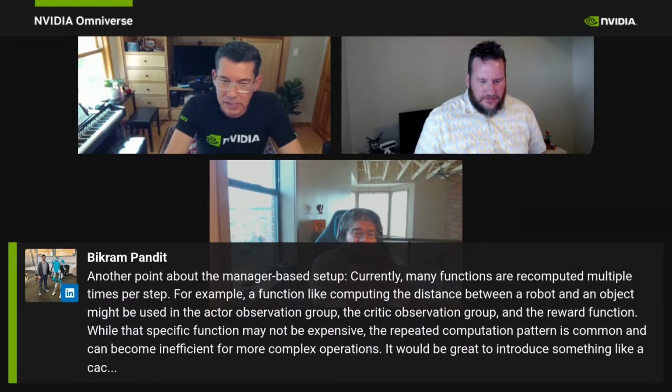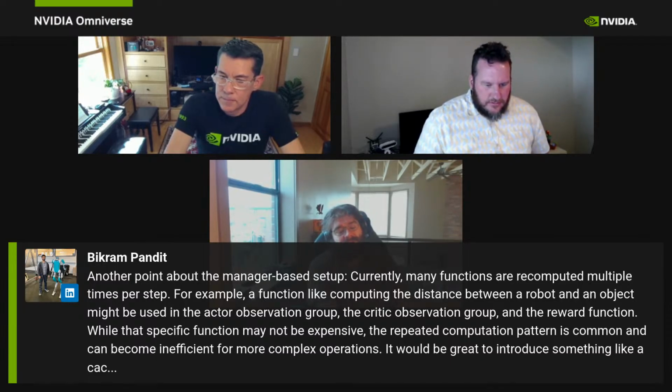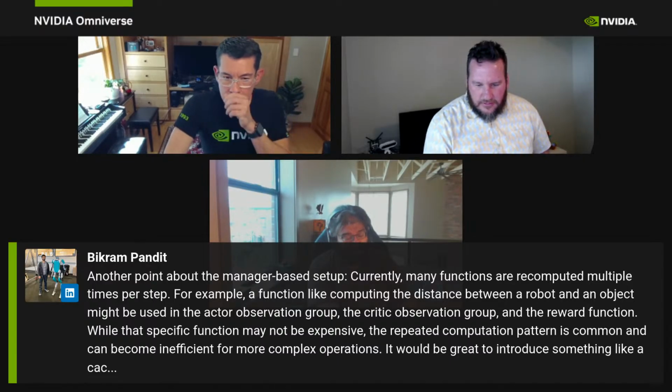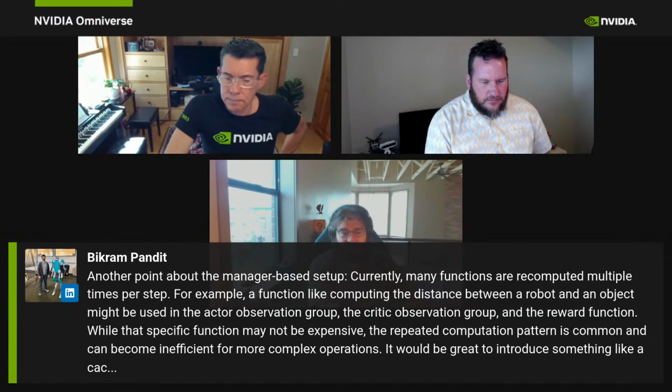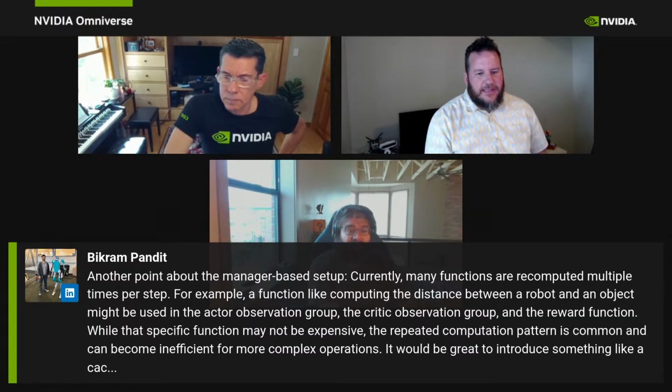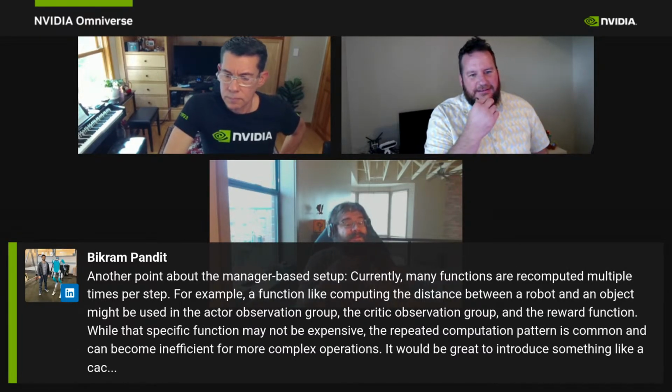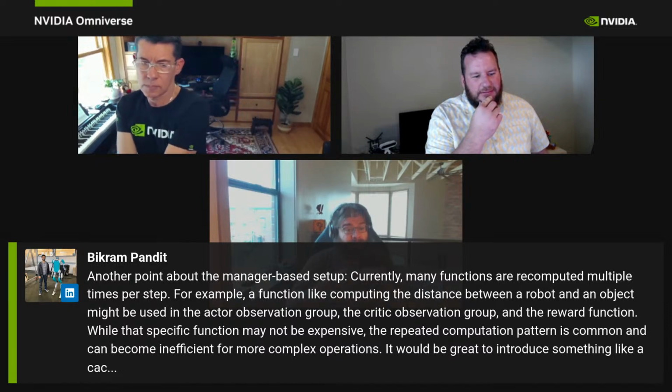Okay, but currently many functions are recomputed multiple times per step. For example, there's a lot of design. There's an ongoing discussion about Isaac Lab and the manager-based workflow and the direct-based workflow. It's something we're continually working on. We're always improving. So if you have specific suggestions, my recommendation would be to make a PR.